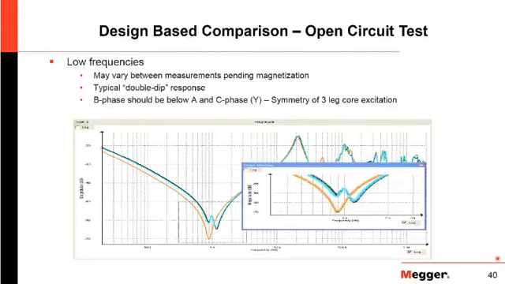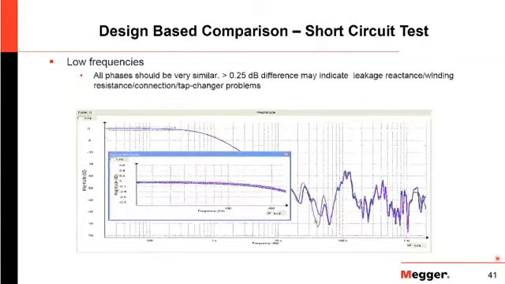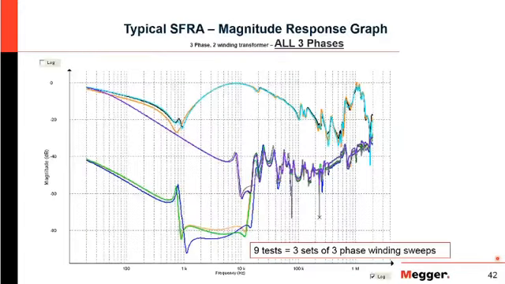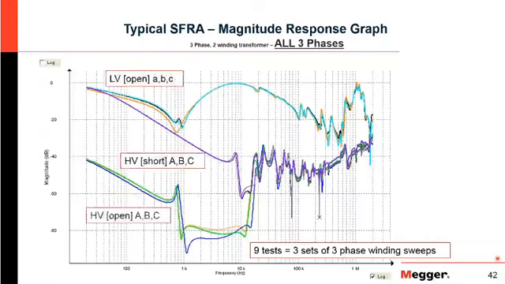And then, of course, we do our short circuit test here. At the very low frequencies, you want these to overlay and have very little difference between the phases. And then, as it goes higher up, hopefully the three phases will overlap each other as you go to the higher frequencies. So at your basic 9 tests here, you're going to have your 6 open circuit tests, your low voltage open, your high voltage open, and then your high voltage short. And so you get this typical response, and you can do a phase comparison.